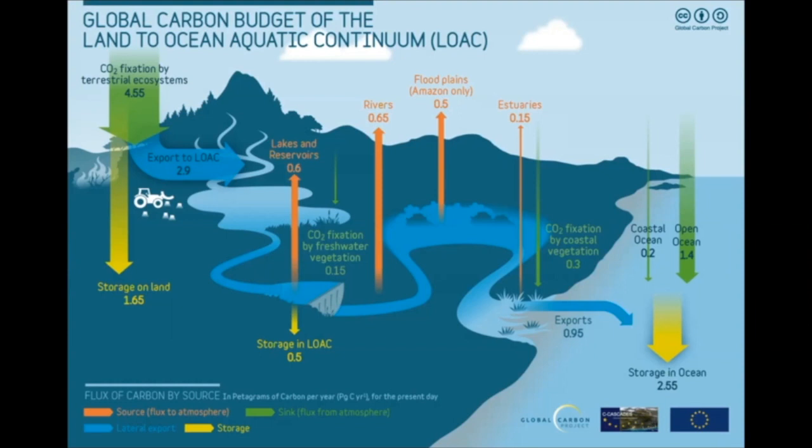So you have CO2 fixed in the terrestrial ecosystem. Some of that is, and this is also in petagrams or billion tons per year, so 4.55, this is an annual value. Some of it is exported to this land to ocean system, and that's simply the river systems that are carrying that material across the landscape.